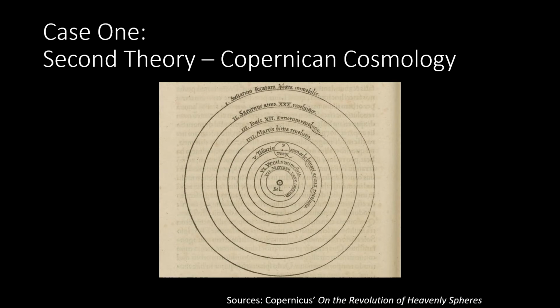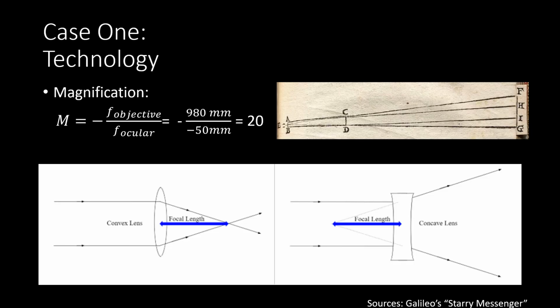The first major challenge to Aristotelian cosmology was provided in 1543 when Nicholas Copernicus published On the Revolution of Heavenly Spheres. And in this, he proposed a heliocentric system, even though he kept the idea of spherical orbits. The telescope provided evidence to really differentiate between these two postulated theories to determine which one was correct.